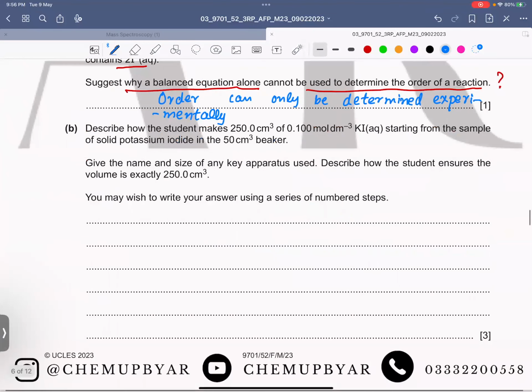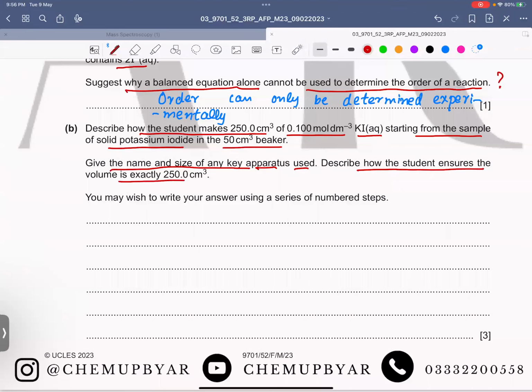Now, B part. Describe how the student makes 250 centimeter cube of 0.1 mole per dm cube potassium iodide aqueous starting from the sample of solid potassium iodide in 50 centimeter cube. Give the name and size of any key apparatus used. Describe how the student ensured that the volume is exactly 250 centimeter cube. You may wish to write your answer using a series of numbered steps. So what would be a key apparatus when you have to prepare a solution? I have discussed it earlier so many times.